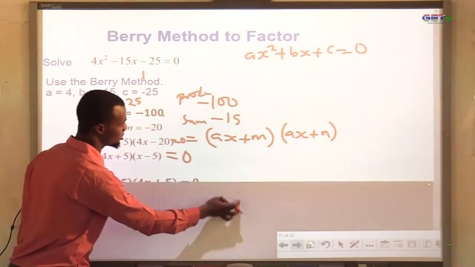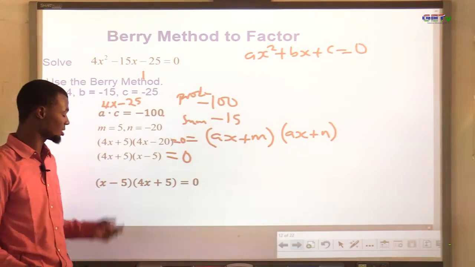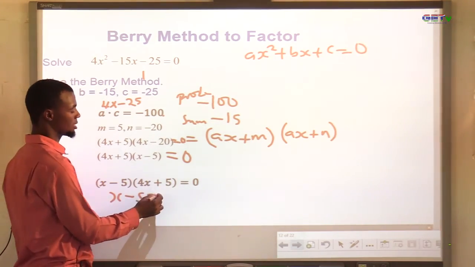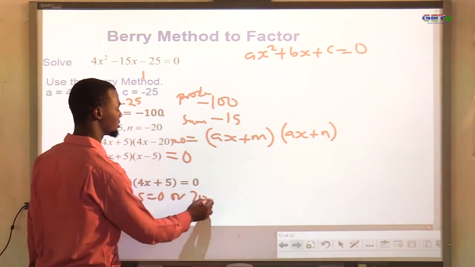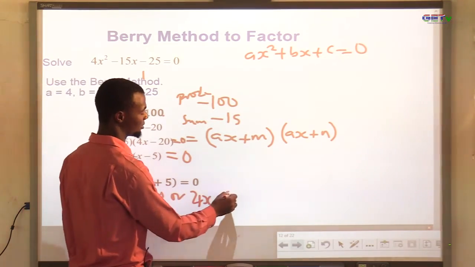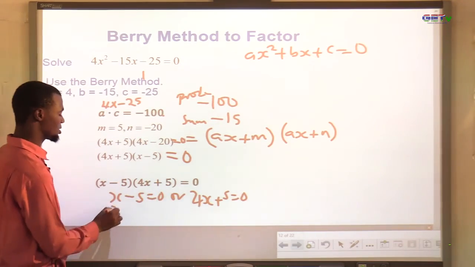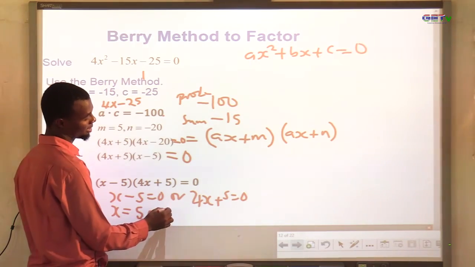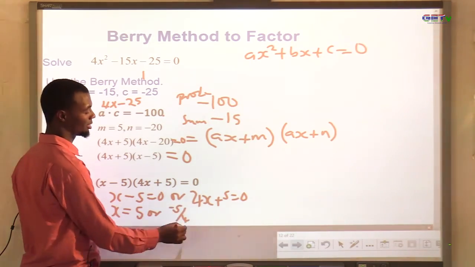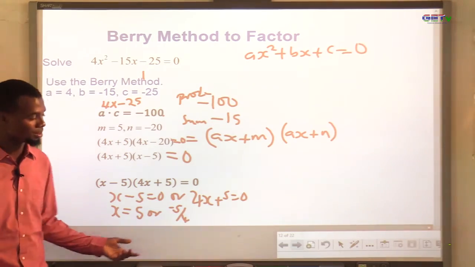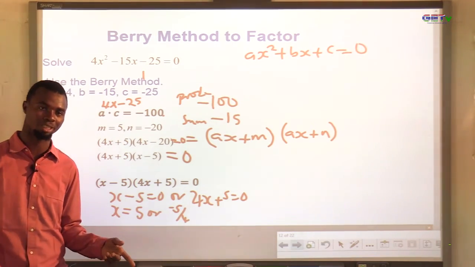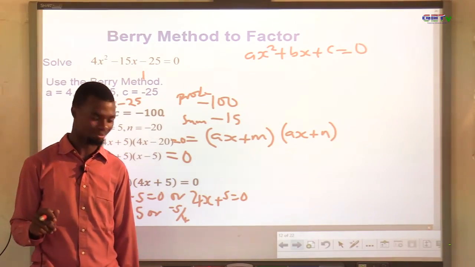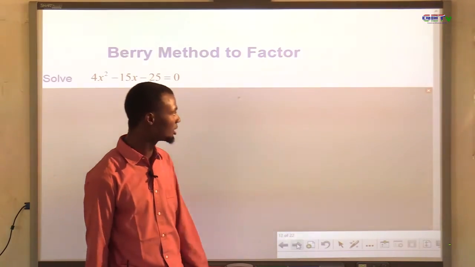Later you set it to 0 and get the values of x. x minus 5 equals 0, or 4x plus 5 equals 0. So x equals 5 or negative 5 over 4. This is the way we solve this. This is the method of solving a quadratic equation where a is not 1.